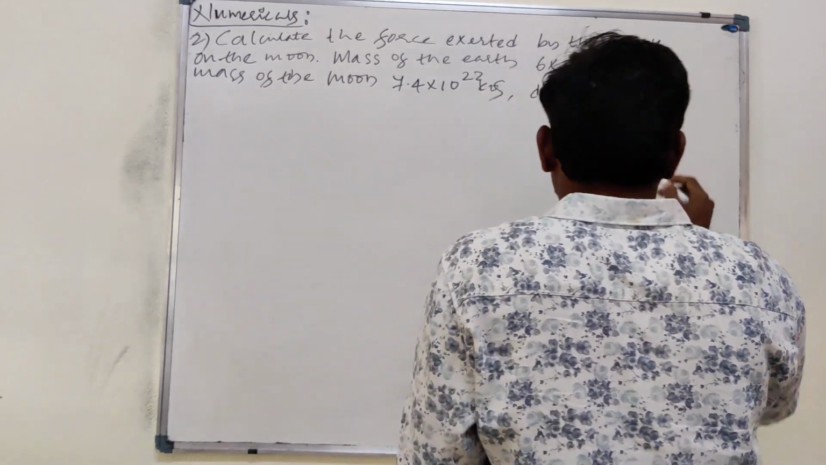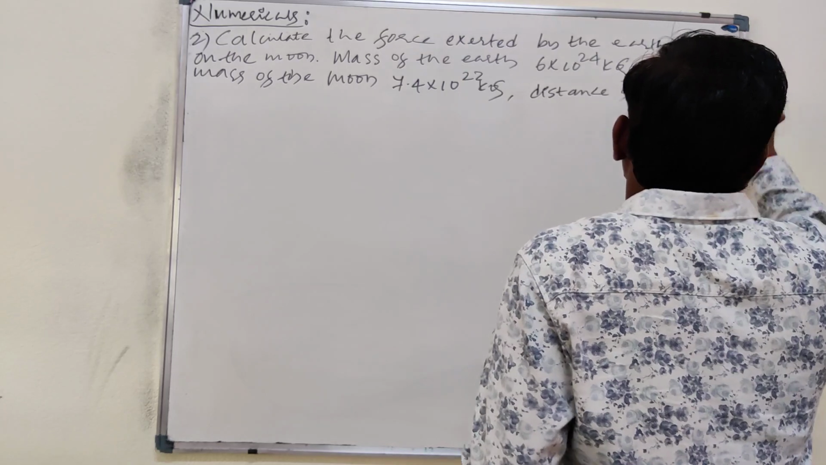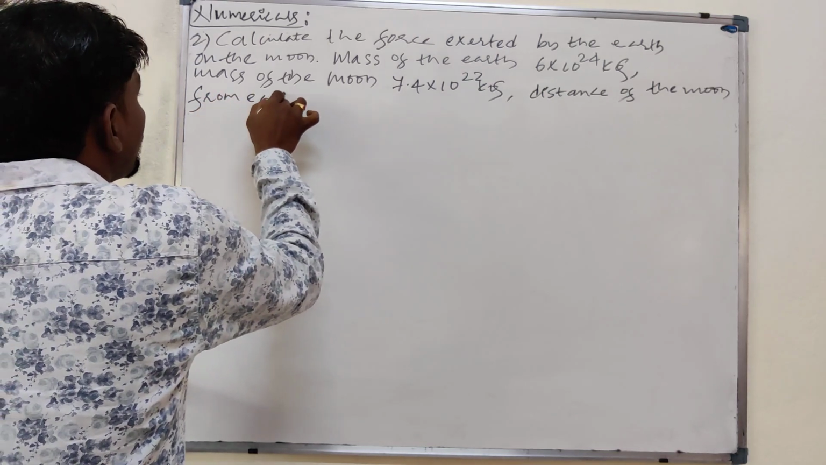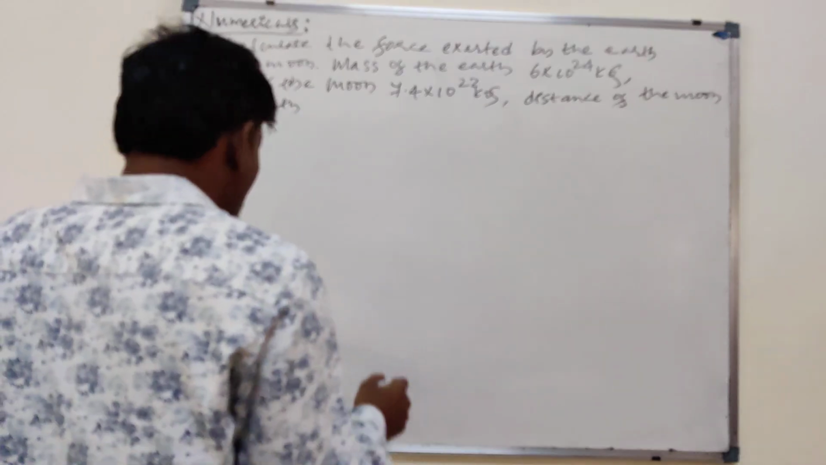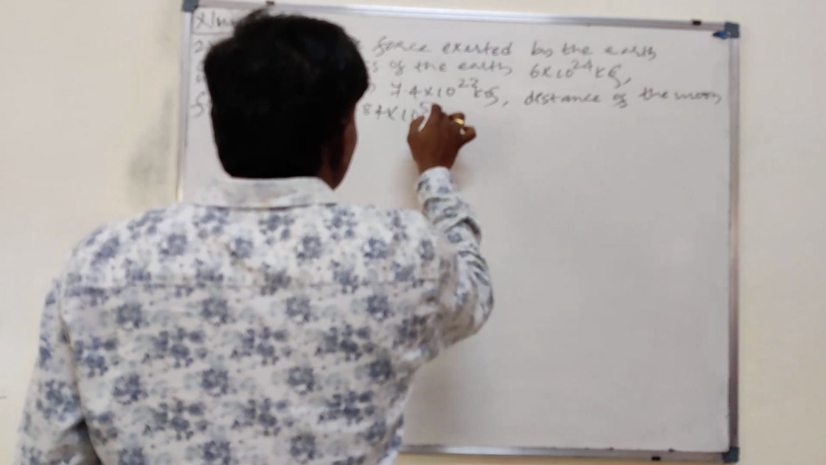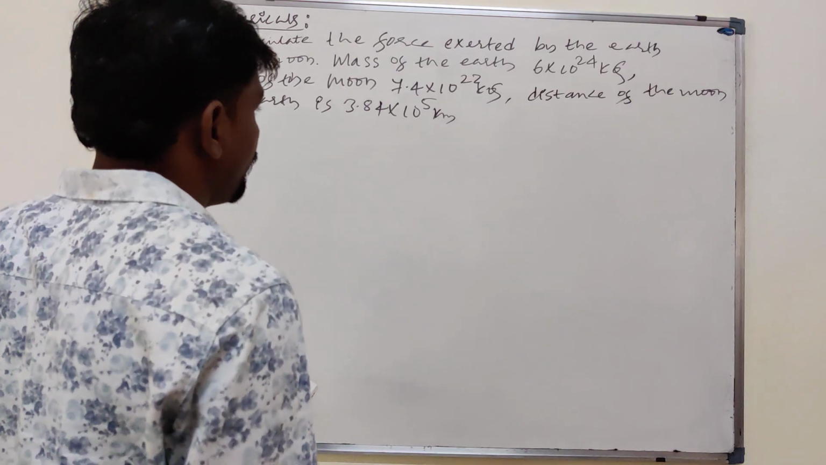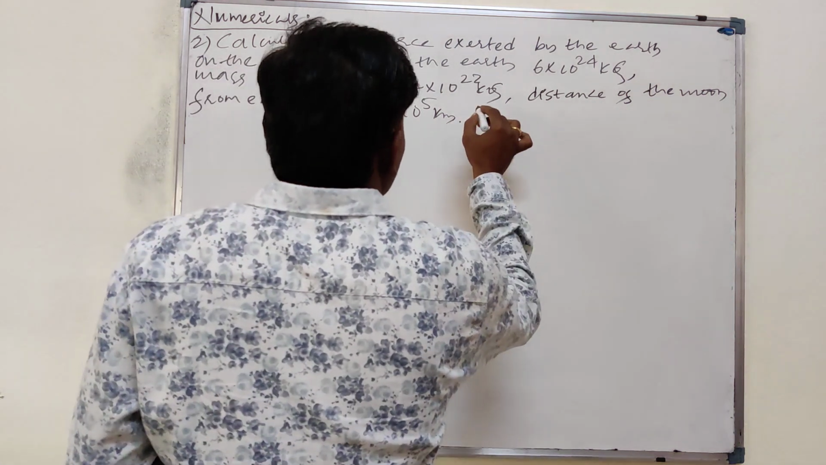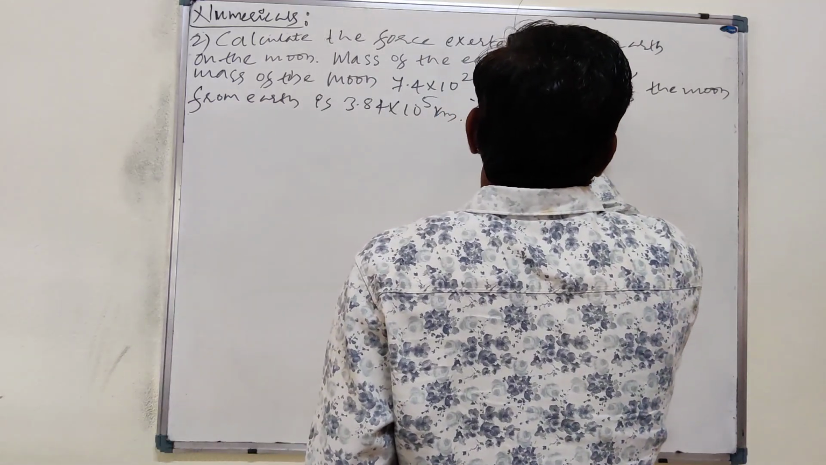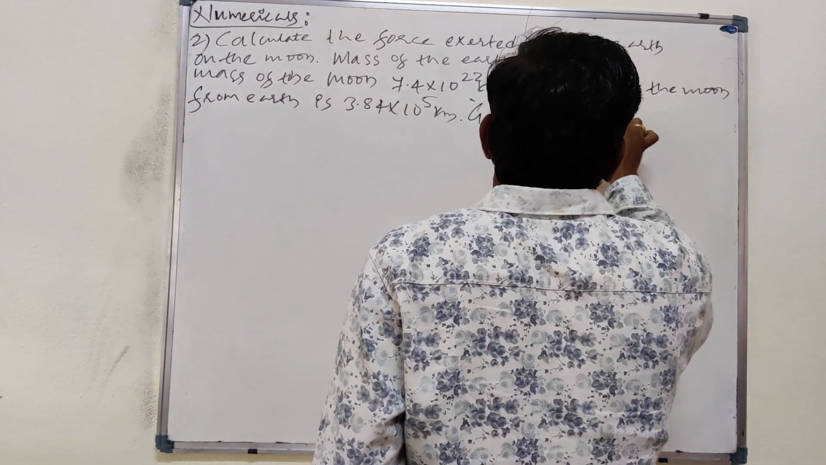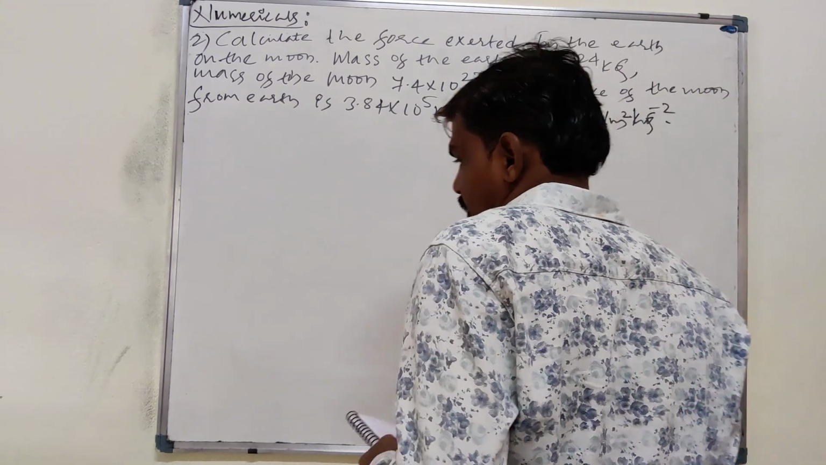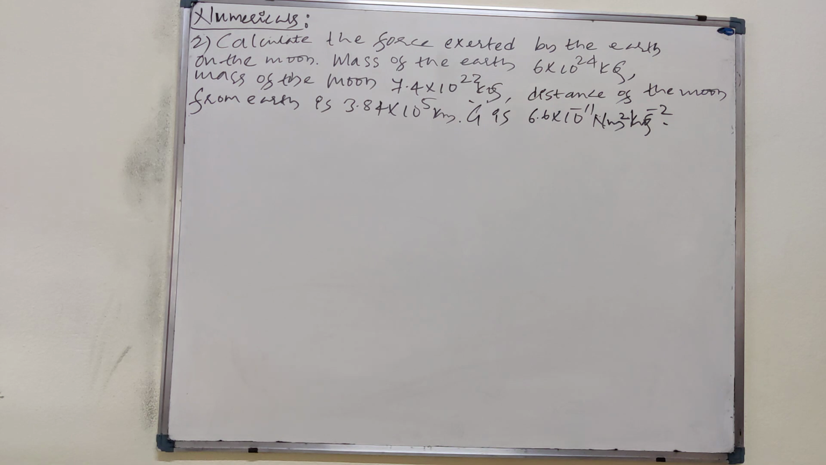The distance of the moon from earth is 3.84 into 10 raised to 5 kilometer. G is 6.6 into 10 raised to minus 11 newton meter square per kg square.